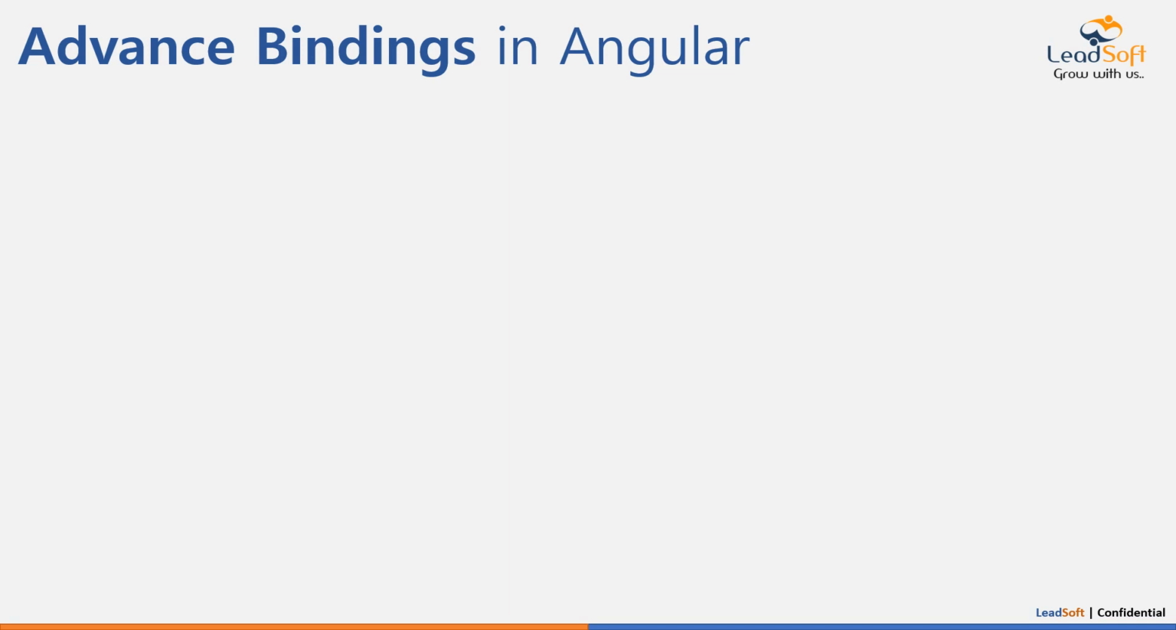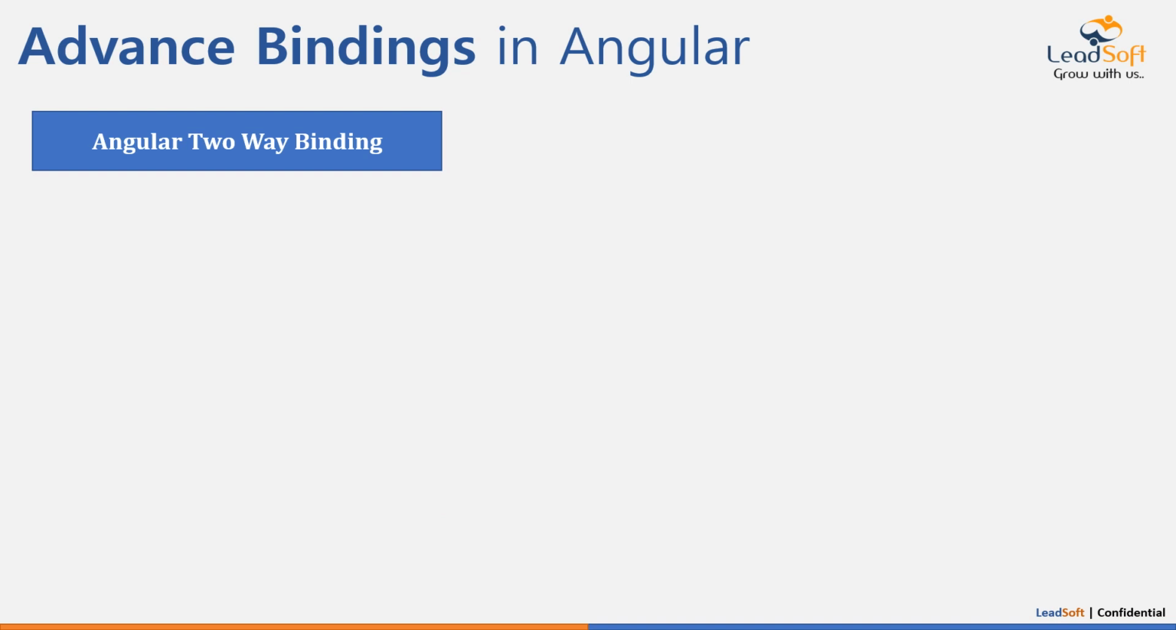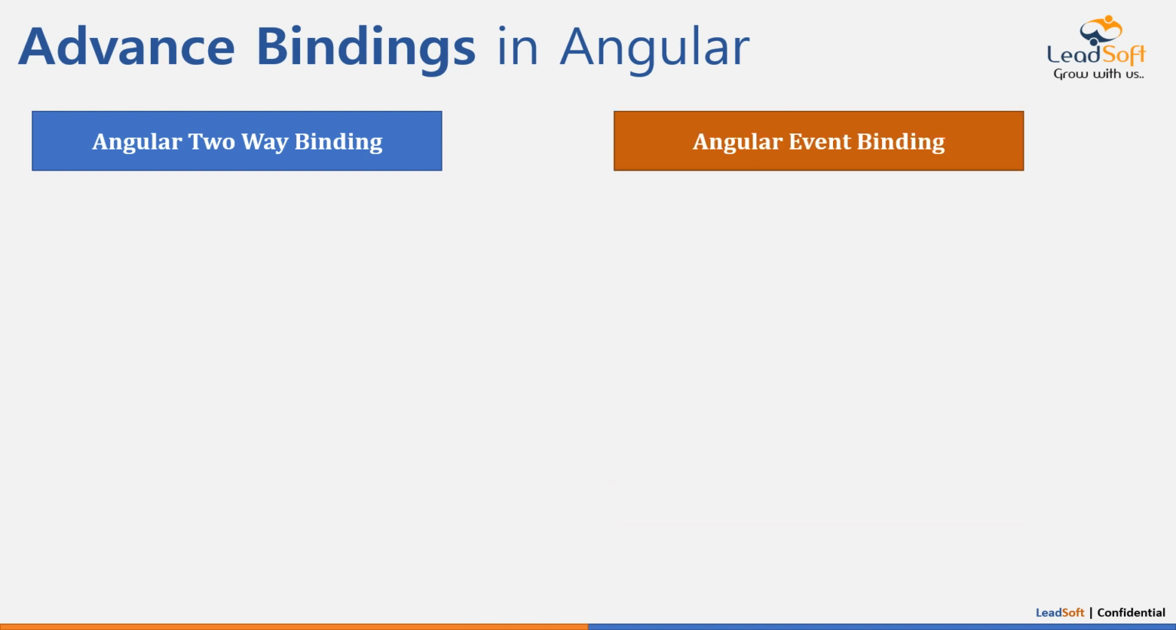In the last video tutorial, we understood the basic bindings in Angular that can be done using interpolation and property binding. In advanced binding concepts, we are going to check two types of binding. One is Angular two-way binding and the other is Angular event binding.